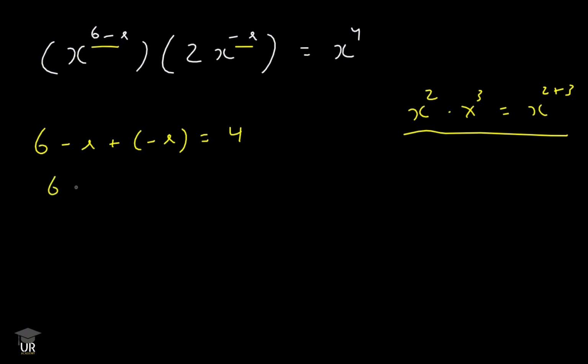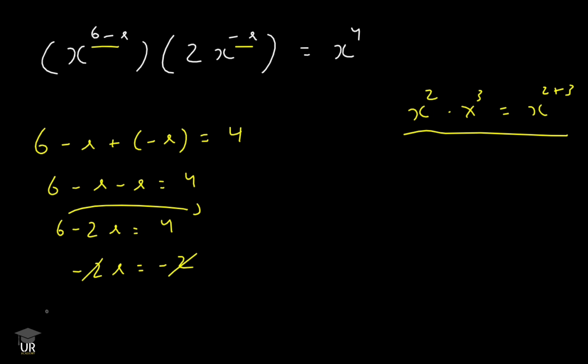So this will become 6 minus 2r is equal to 4. So 6 will go to the other side and this will become minus 2. So minus 2 cancels out, and we will get r as 1. So we will get the value of r as 1.